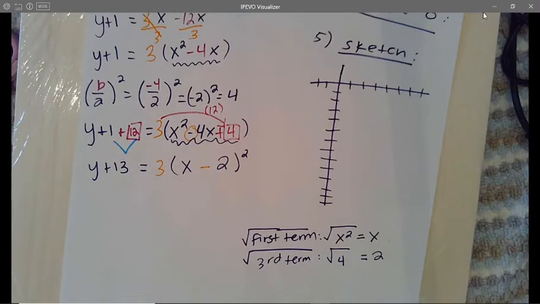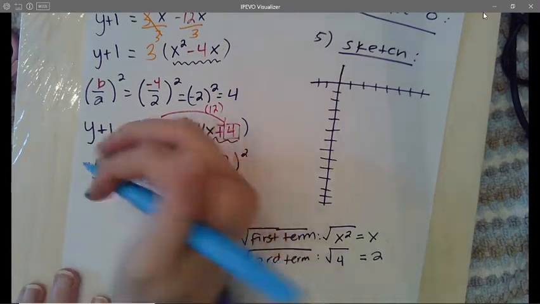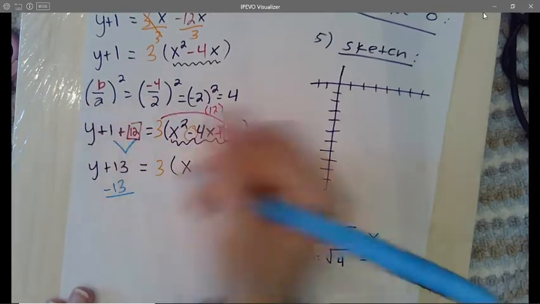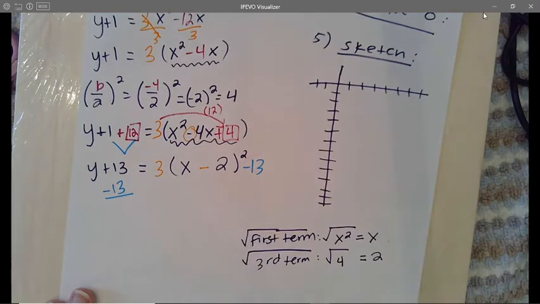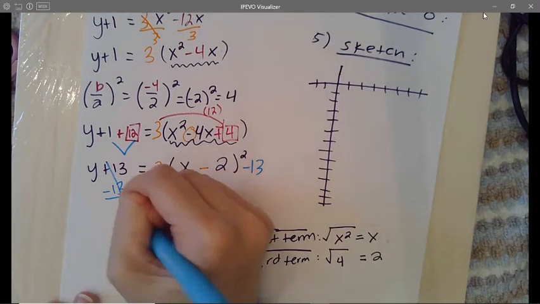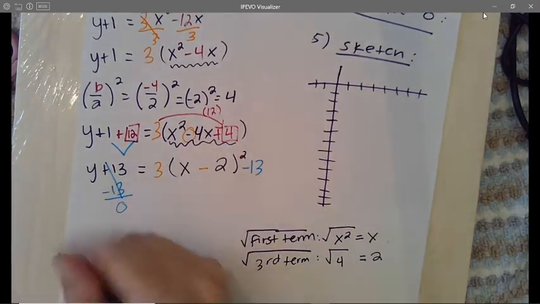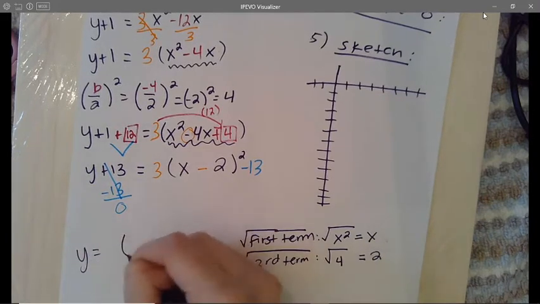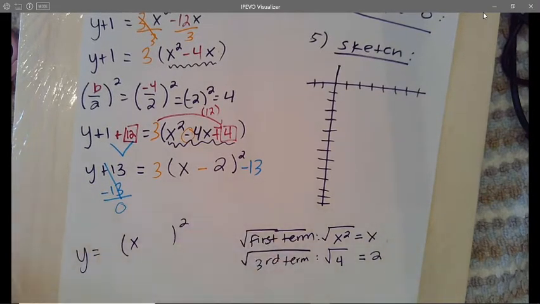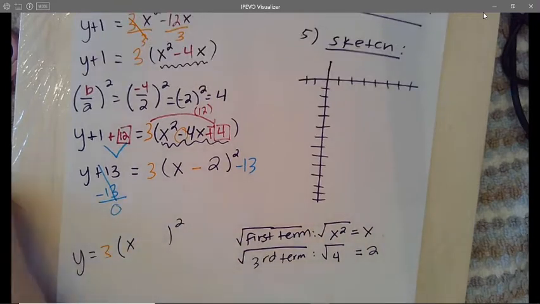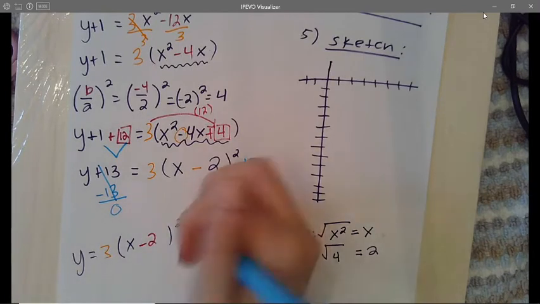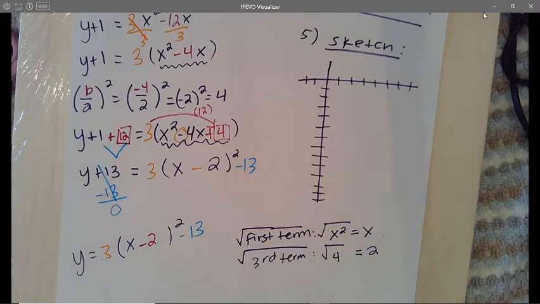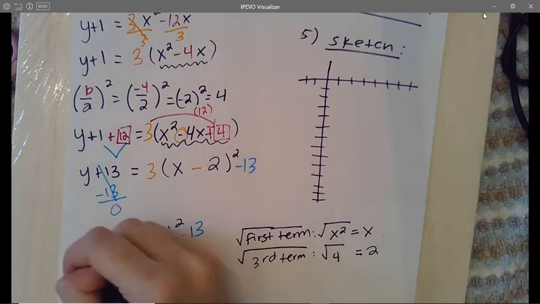The last step, you guys, is to get y by itself. The way that I move positive 13 over is by subtracting it, and I can't really subtract anything on this side, so I'm just going to add it to the end. 13 minus 13 cancels and turns to 0. What I'm left with is y equals 3 times x minus 2 squared, and then minus 13. Yay, vertex form.